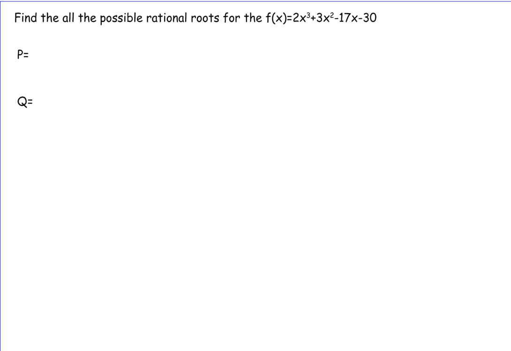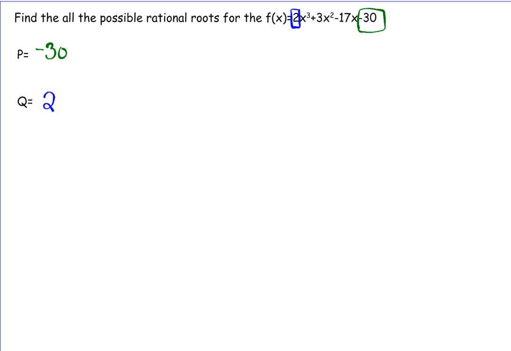So let's talk about what P is. P is this last number. In this case, P is 30. Q is the coefficient of the leading term. In this case, it's 2. Now, in order to make our set of possible rational roots, we're going to have to look at all the factors of 30 and all the factors of 2. Before you freak out, let's take this in slow steps.